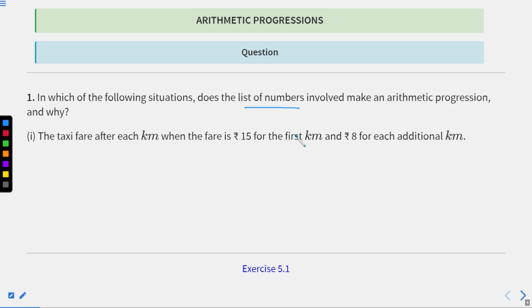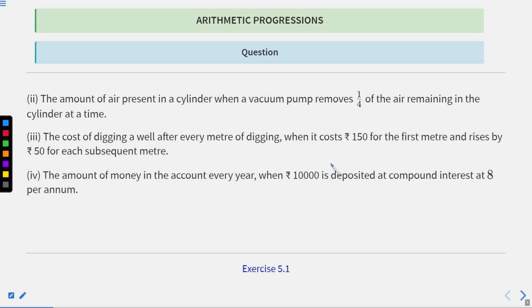In the first question, it says the taxi fare after each kilometer, when the fare is rupees 15 for the first kilometer and 8 rupees for each additional kilometer. Does the list of numbers we get from this information make an arithmetic progression or not? Let us see.